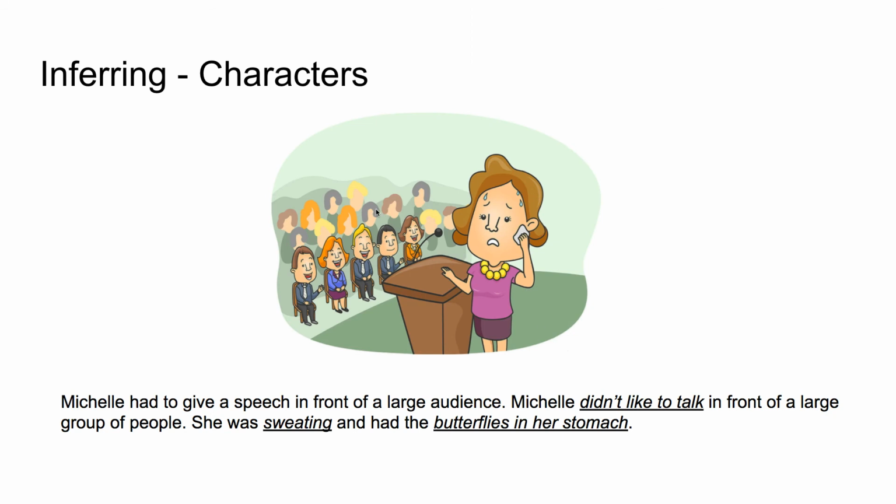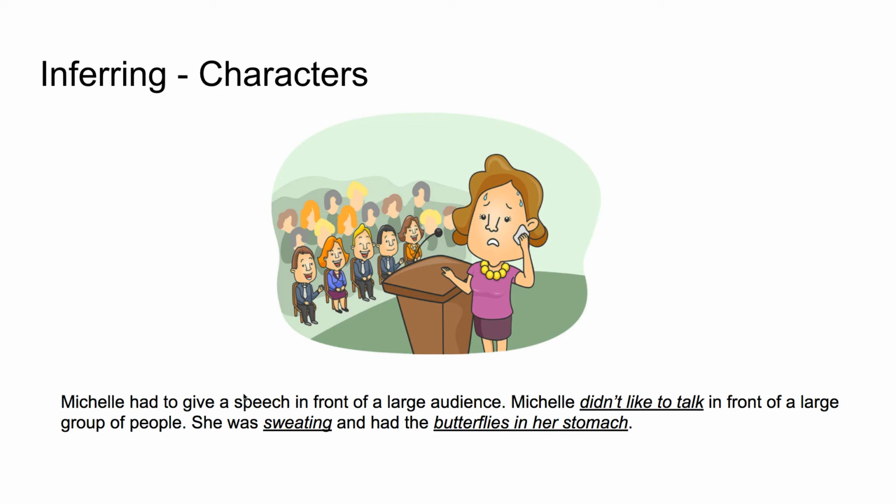So let's say you're inferring about characters in a story. Can you look at the picture and infer what's happening? Look at Michelle. How is she feeling? Look at her facial expression. Look at how people are laughing. How do you think she's feeling right now? The author doesn't tell you anything. He's just showing you the picture.